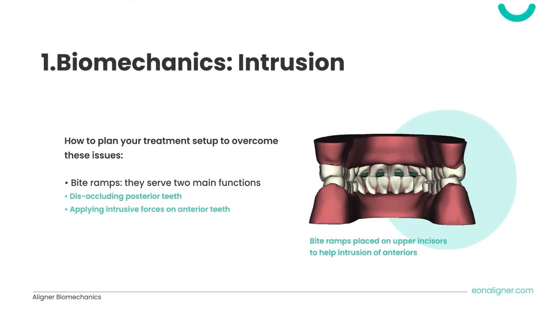Bite ramps, as shown in the figure, are an aligner feature on its palatal surface. It serves the same purpose as traditional braces. They are placed on the upper incisors and/or canines and serve two main functions: disoccluding posterior teeth. This will help unlock the bite and remove any bite interferences or forces if present. It will also help provide room for any passive extrusion to occur through over-eruption of teeth. In addition, they serve to apply intrusive forces on anterior teeth.